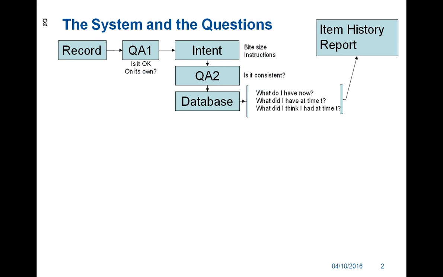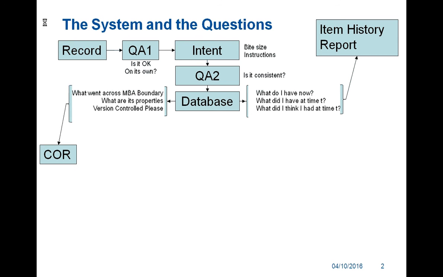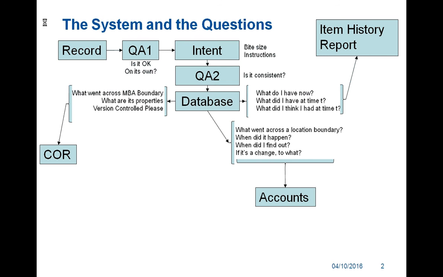Item history reports provide answers to these questions. The database provides answers to also what went across boundaries within the plant, what are its properties, and all the data must be version controlled. That database feeds the accounts systems within the plant itself, and that information is sent on to ICRs.